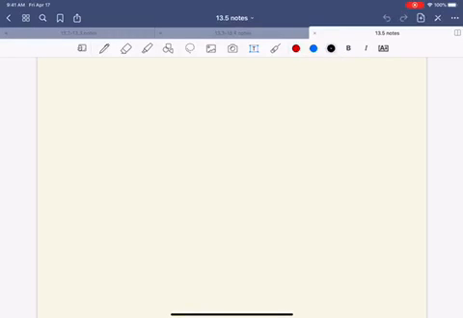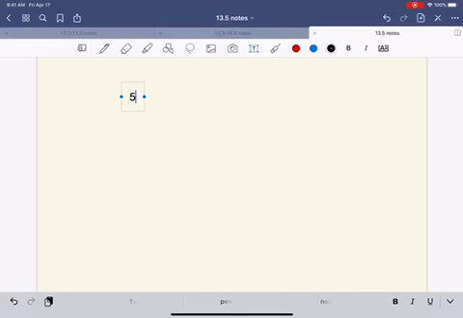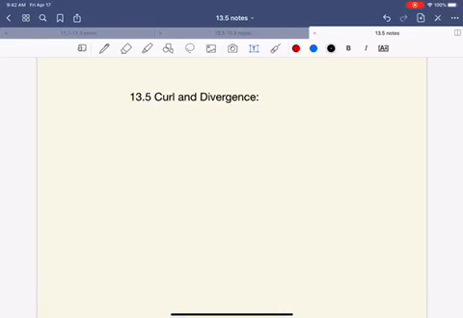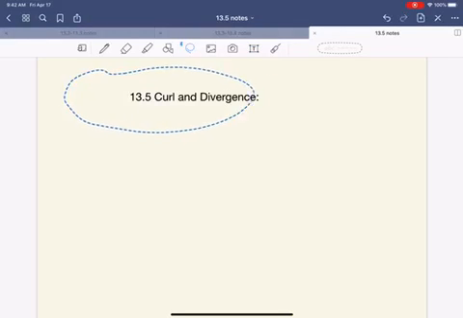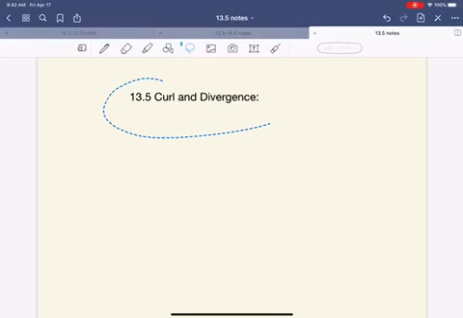All right, welcome. We're going to do section 13.5, which is curl and divergence. Okay, so you see these terms thrown around a lot. They're pretty valuable once you start talking about doing calculus in space, then you need to have these concepts.